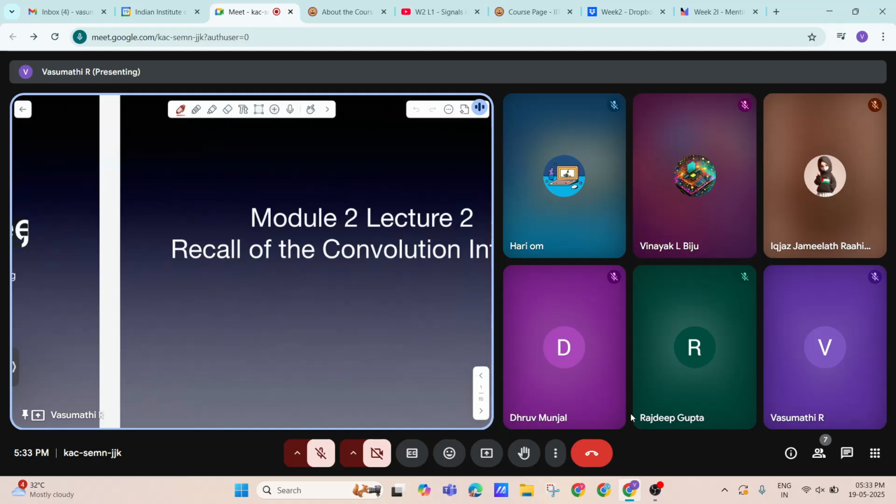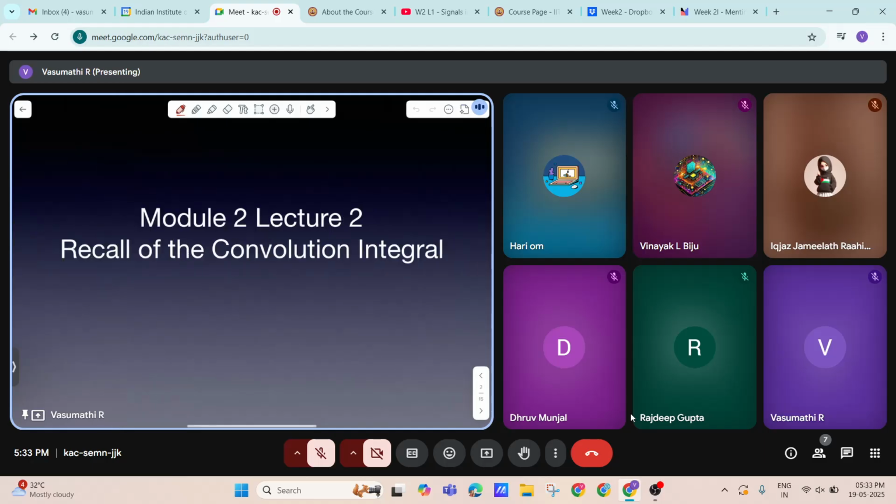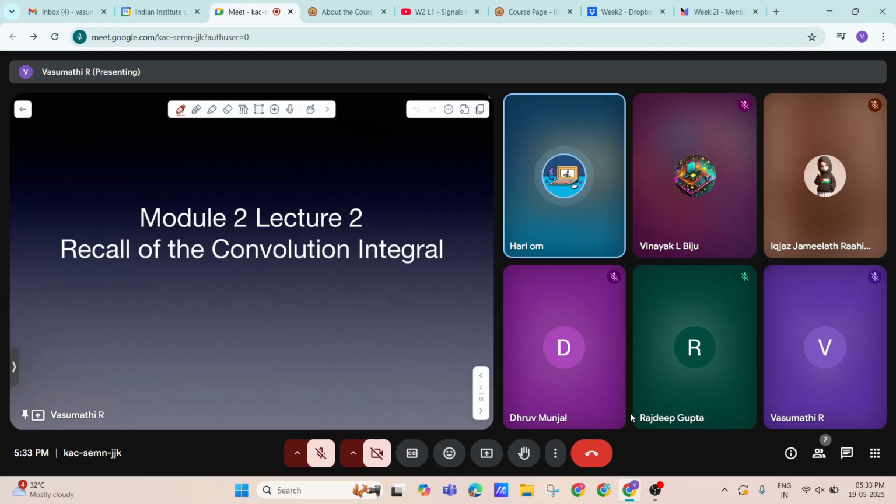Okay, then comes the recall of convolution integral. Is anybody not aware of what convolution is here? Feel free to raise it. Or do you want me to touch upon that? Yes, yes.